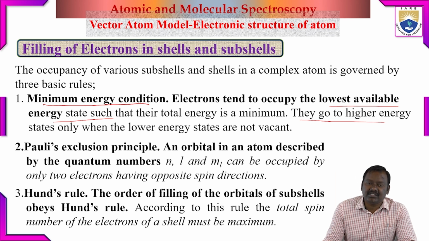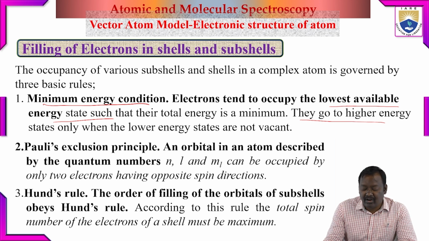Whenever the next electrons try to occupy the lowest energy states and those are already filled, they occupy the next higher energy level. So electrons, while filling the orbitals, try to occupy the minimum energy level. And the second rule is Pauli's exclusion principle.